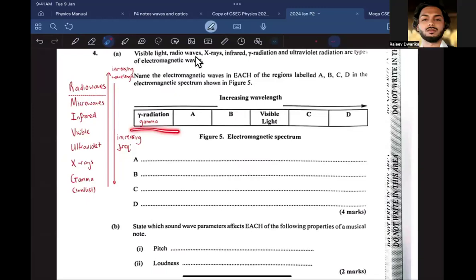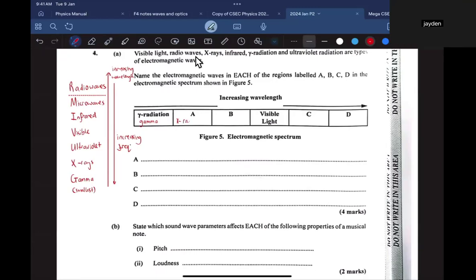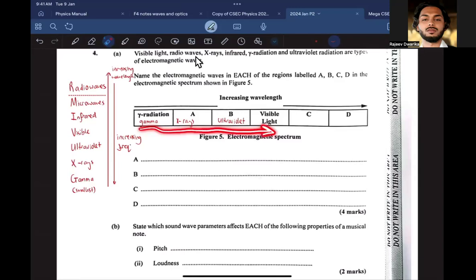Let me work in reverse. So what's after gamma? According to the acronym here, Richmond and Vegas use expensive gadgets. Which one is after gamma? X-ray. Right? So this is supposed to be X-rays. What is after X-rays? Ultraviolet. Right? And then you see how it's lining up? Gamma, X-rays, ultraviolet, V.